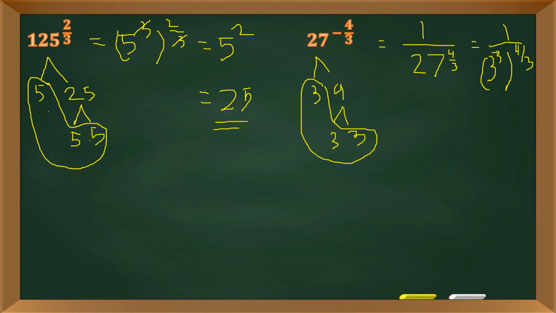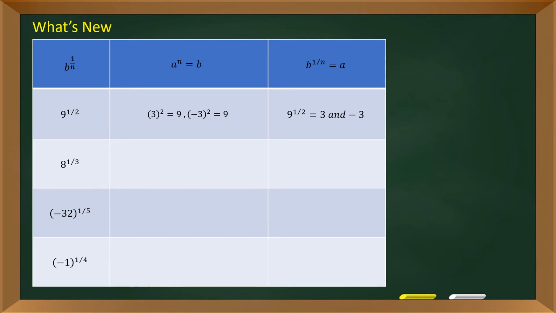And since 3 can be cancelled by 3 in the denominator, then we can just have 1 over 3 raised to 4, or 1 over, what is 3 raised to 4? That's 3 times 3 times 3 times 3, or 81. So 27 raised to negative 4/3 is 1 over 81.